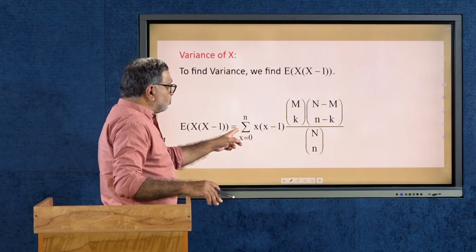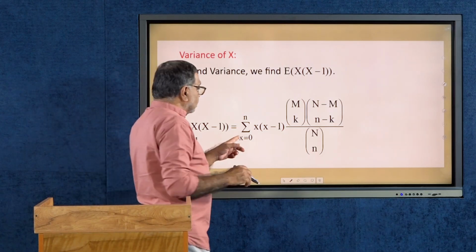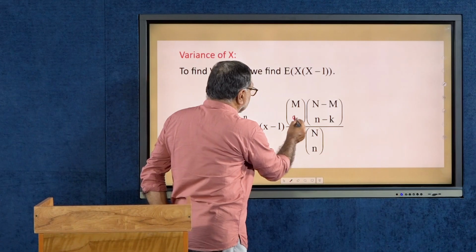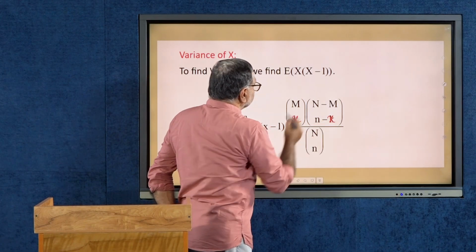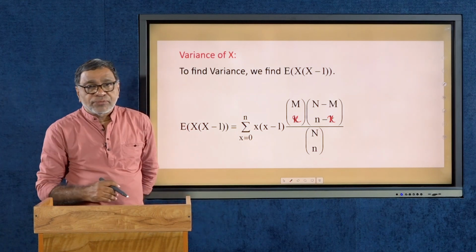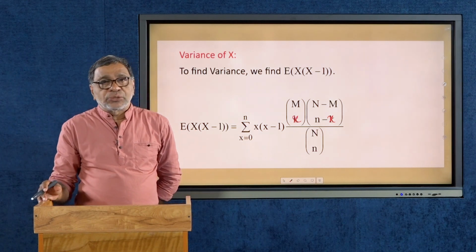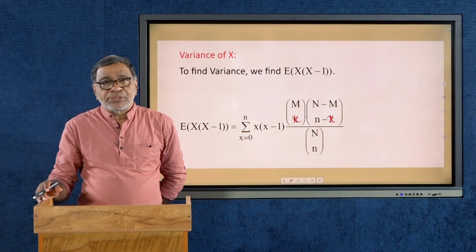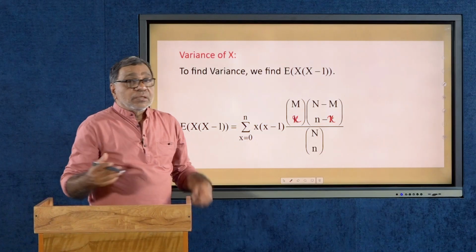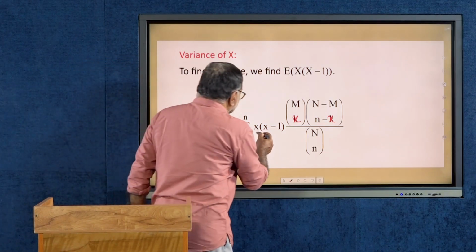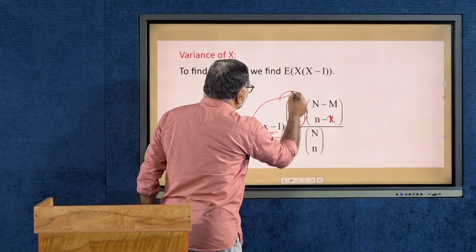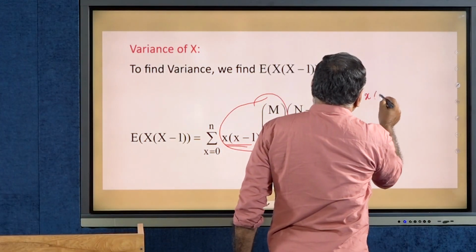Expectation of x into x minus 1 you find, and that is the sum over x equal to 0 to n of x into x minus 1, and again here, because we are writing all the expressions in terms of x, sigma x equal to 0 to n of x into x minus 1 times MCx times N minus M C n minus x divided by NCn. And then what we are doing, you consider this x into x minus 1 and this expression together and simplify.